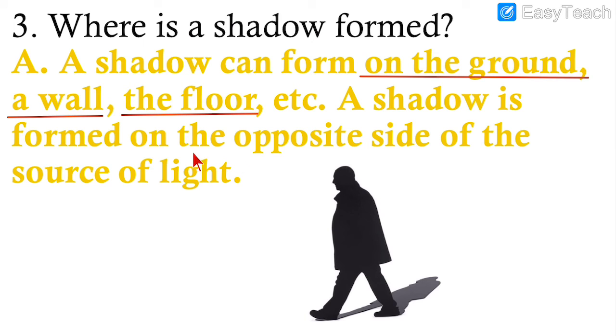A shadow is formed on the opposite side of the source of light. So from whichever side the light is coming, the shadow is not formed on the same side but on the different side, the exactly opposite side. See, here the shadow is formed, so maybe the light is coming from this left side. The shadow is formed on the right side. It is on the ground right now, but it can also form on the wall, on the floor, anywhere. A shadow can be formed on the wall and also on the floor. Anywhere the shadow can be seen.